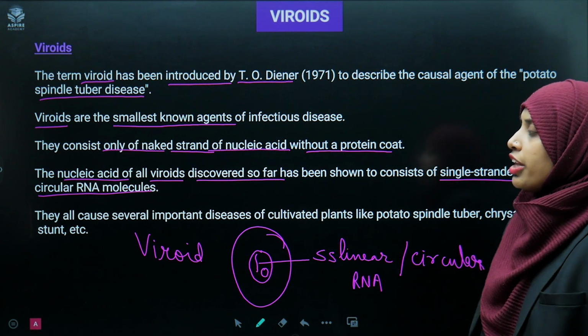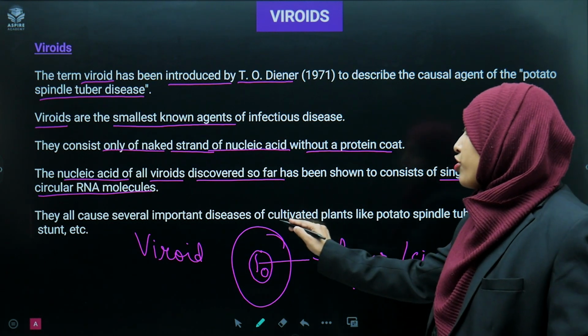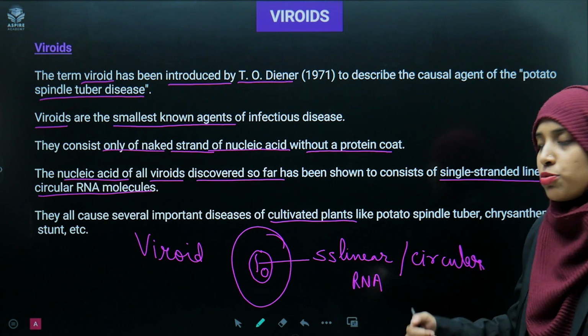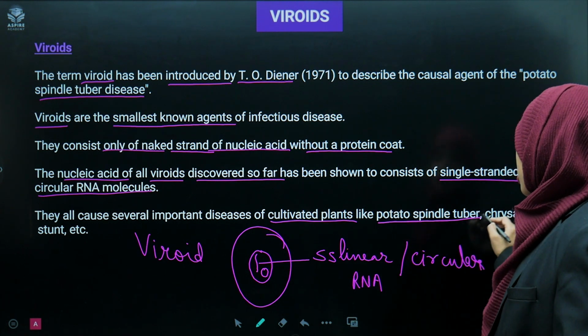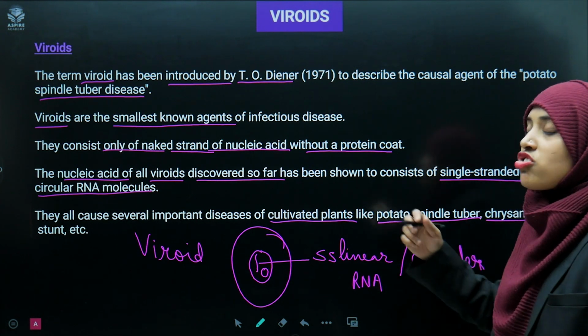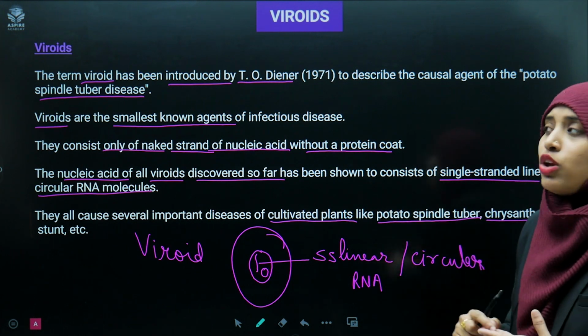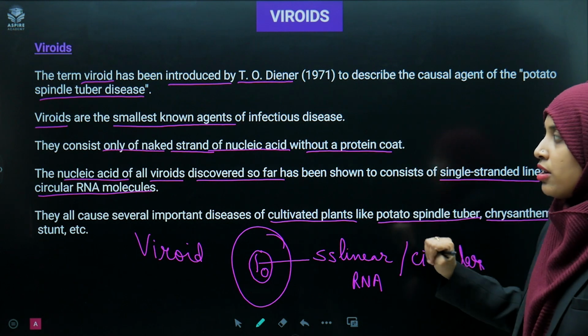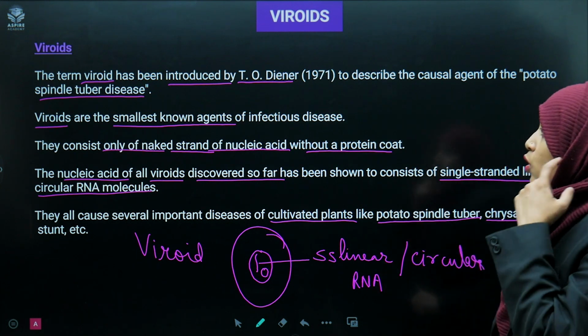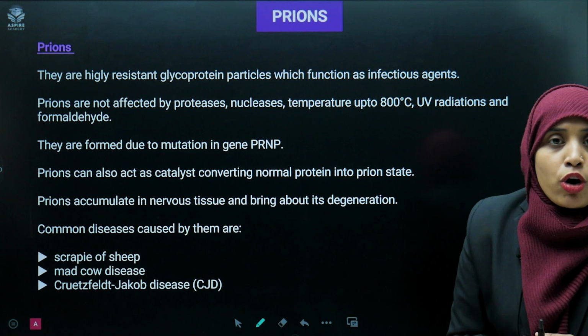Now they all cause several important diseases of cultivated plants. So they cause diseases in cultivated plants like potato spindle tuber and chrysanthemum stunt, which means the chrysanthemum flower has stunted growth, proper growth does not happen, because of these viroids. Okay. Now we'll see what prions are.